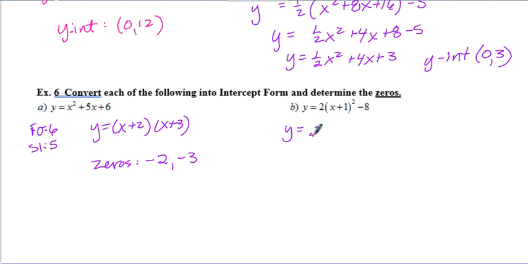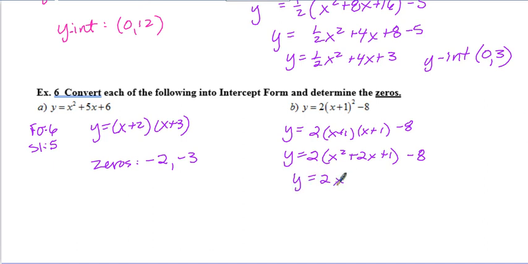Y equals 2 times x plus 1 times x plus 1 minus 8. Y equals 2 times x squared plus 2x plus 1 minus 8. Let's keep distributing. Y equals 2x squared plus 4x plus 2 minus 8. And then we have y equals 2x squared plus 4x minus 6.